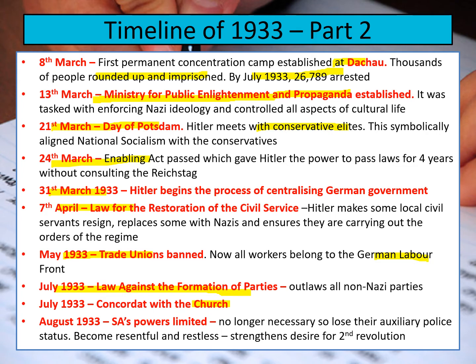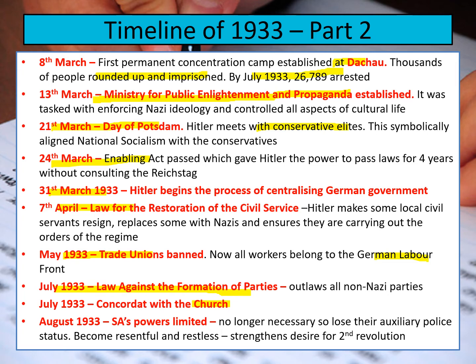So we've seen an enormous amount of progress by the time we get to July, and therefore the Nazis don't really need groups like the SA anymore. The SA have been so important in basically destroying opposition to the Nazis and helping them get things like the Enabling Act passed. But now that they've banned all other political parties, the SA aren't really needed anymore.